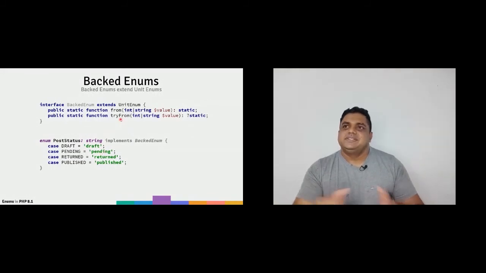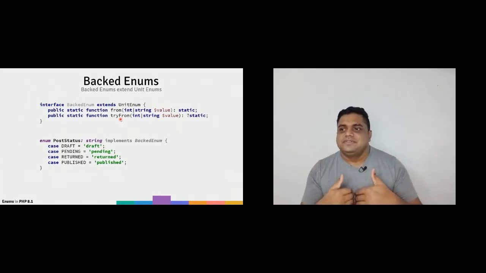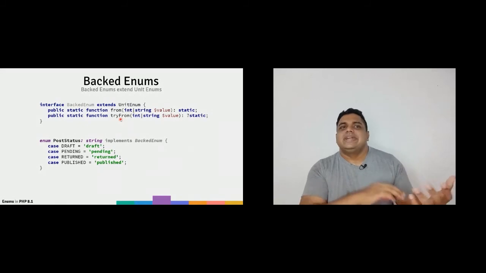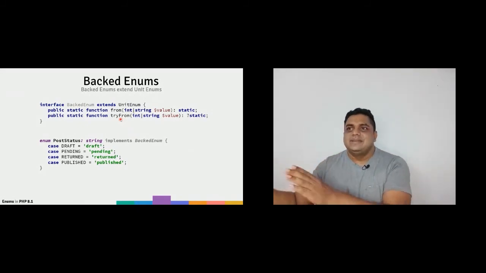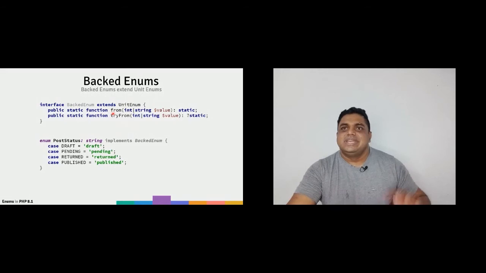Backed enums provide you a method to get the enum back from a string. Say, for example, if you take this value from the database, say the post ID is 5, and then the title is here, and the post status is pending as a string. So if you would like to get the enumerated type back, you can use the from or tryFrom method to get the type back. We do have examples.